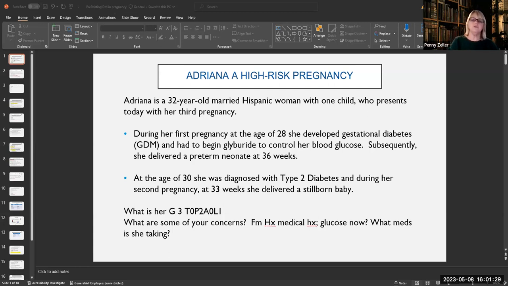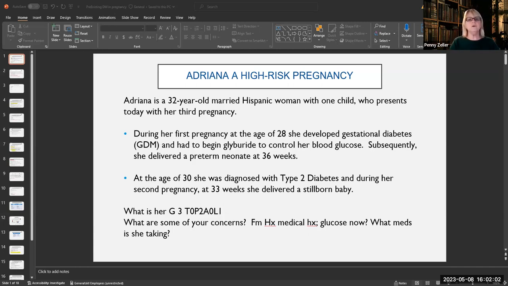And this is what happened with Adriana, okay? Is everybody following me or totally confused? Okay. All right. So she was diagnosed, and so she's now in her second pregnancy, okay? And she's at 33 weeks, and she goes into labor. So preterm. And she delivers a stillborn baby. Okay. It's a risk if you don't control your glucose to deliver a stillborn baby.